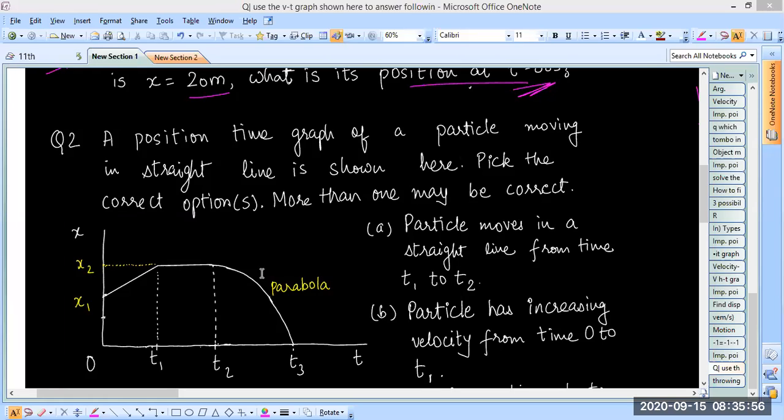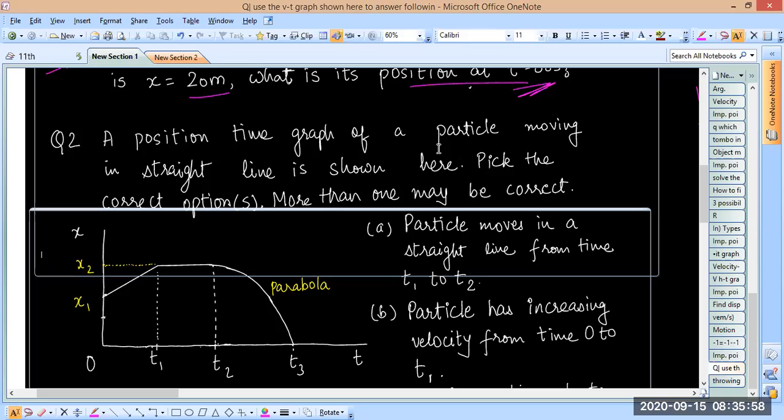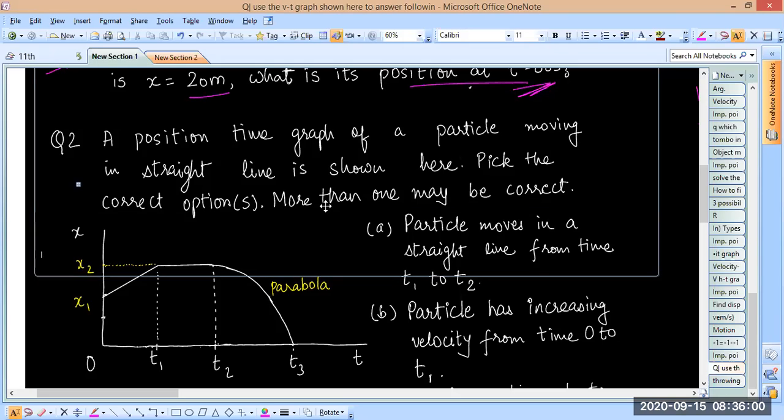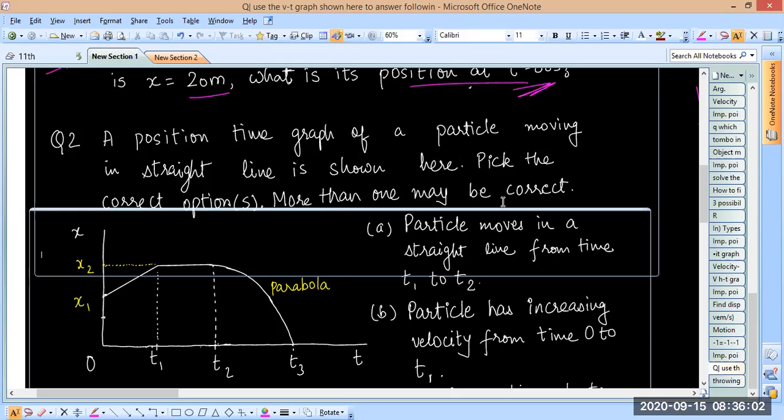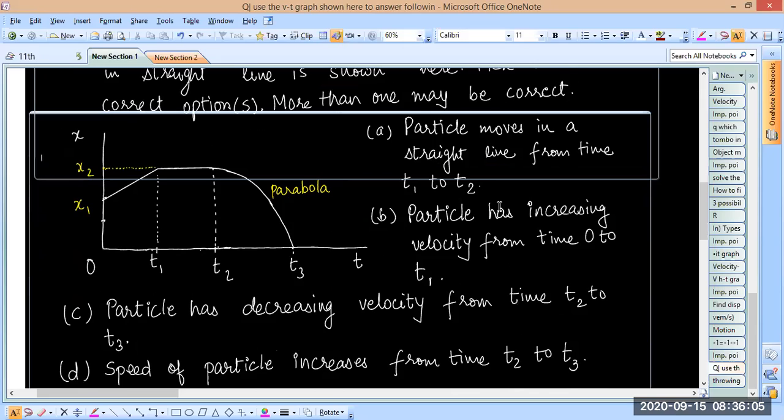Okay. Question 2. Position-time graph of a particle in a straight line is given. Pick the correct options. More than one may be right. So come on, just send me which ones you think are right. Out of A, B, C, and D, more than one may be right.